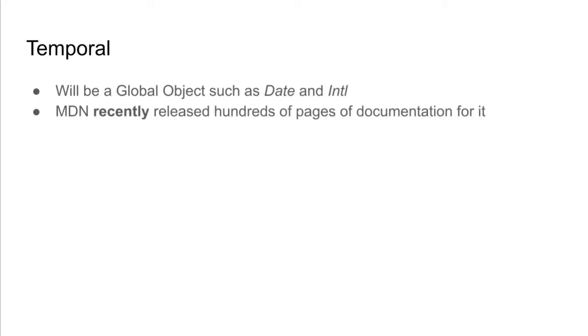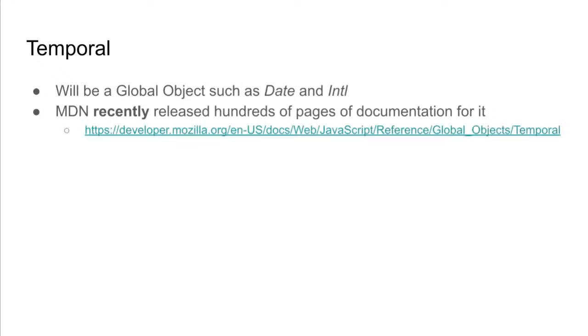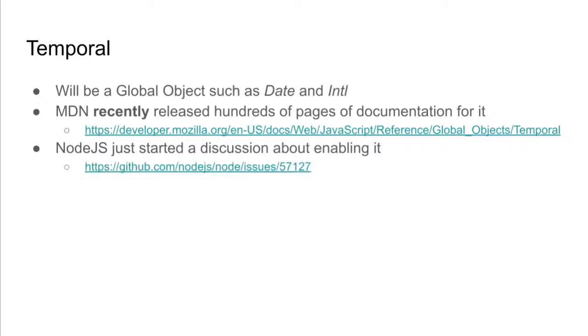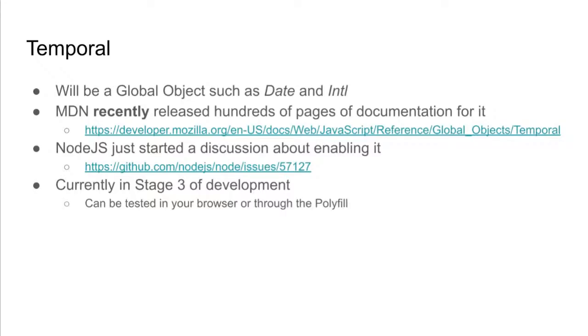So where does Temporal come to help us then? Temporal will be a global object such as Date and Intl. And Mozilla recently, by the end of January, released hundreds of pages of documentation for it. And you can check that in the MDN docs. I really recommend you check that out. And Node.js just started a discussion about enabling it. It was earlier this week that the discussion started. You can check that out as well. And it's currently in stage 3 of development. So it can be tested in your browser or through the polyfill.